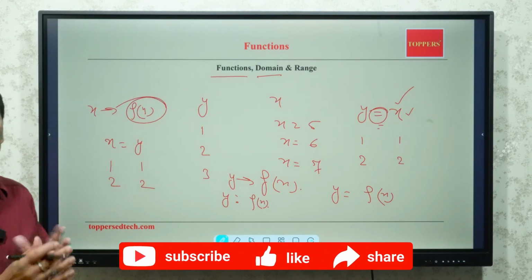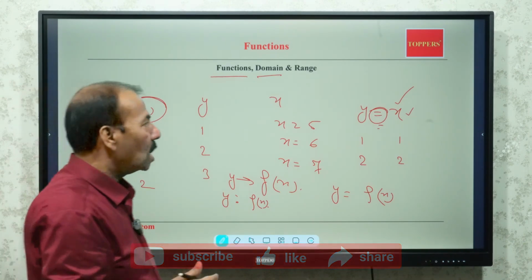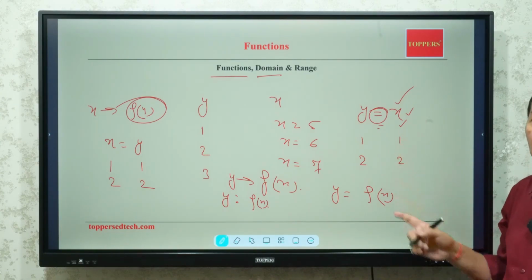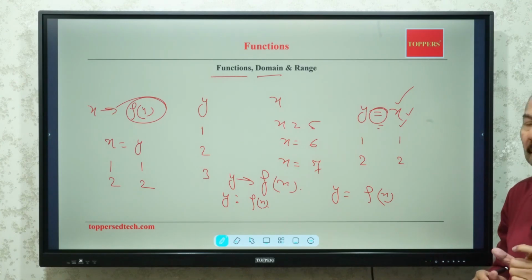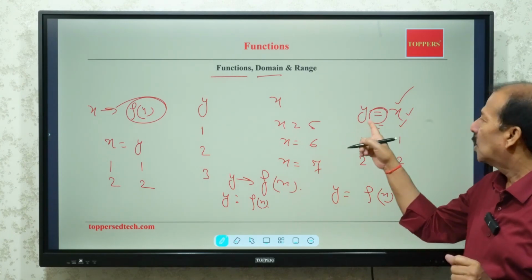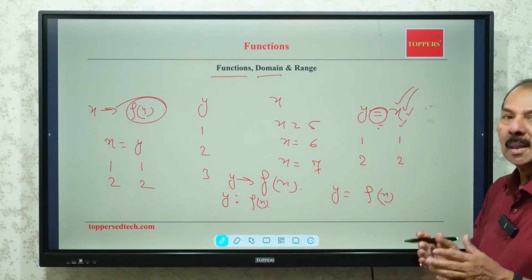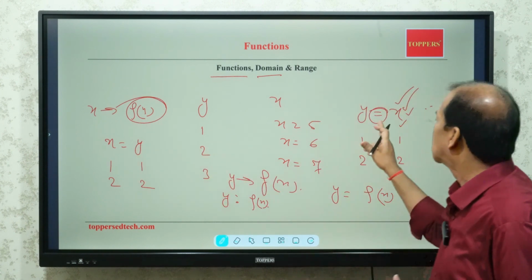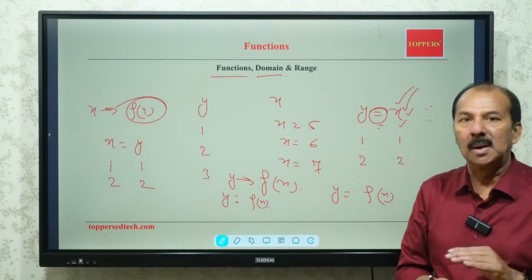So that way we have to see this configuration and consider the values of the independent variable. This x is your independent variable. The value of the independent variable for which the function f of x, or this y, is defined, is termed as the domain. Whether you take this relation or that relation, consider whichever parameter you are taking as dependent or independent.